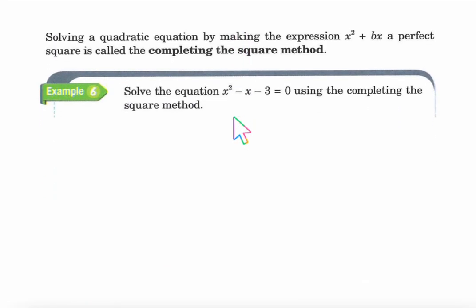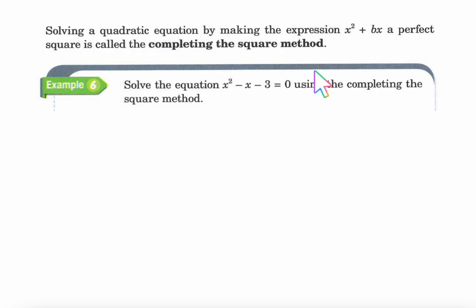Okay, now, if it's in an equation, it's a little bit different. Solving a quadratic equation by making that expression x squared plus bx a perfect square is called the completing the square method, and we can use it to solve for our missing x value. So let's look at example 6 from the book. Solve the equation x squared minus x minus 3 equals 0 using the completing the square method.